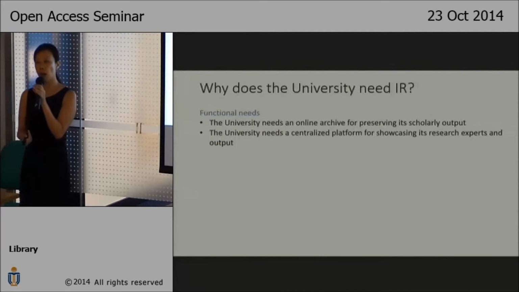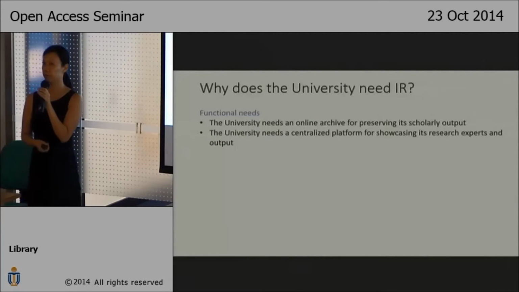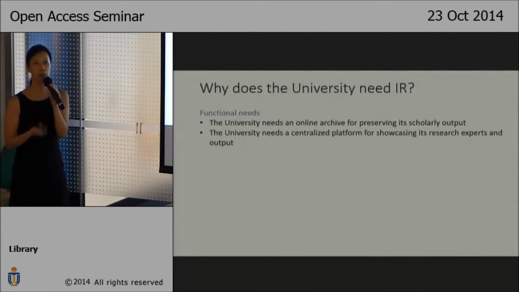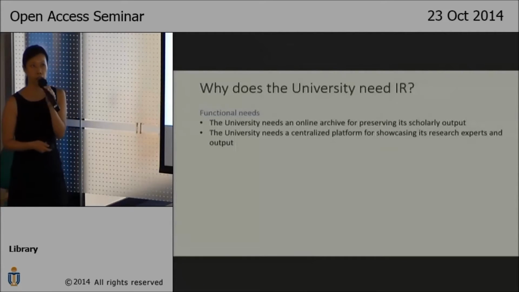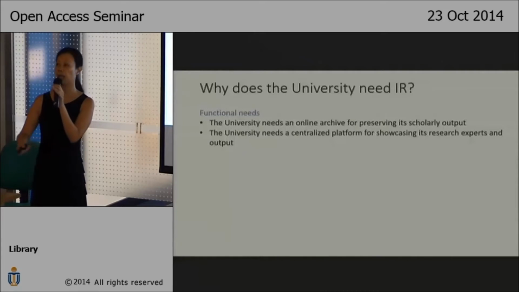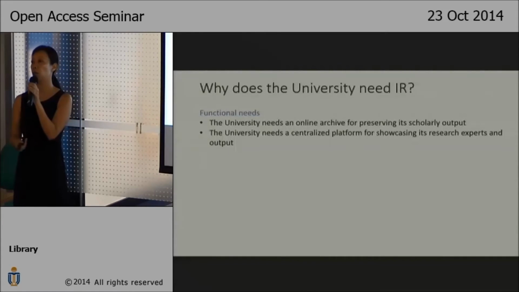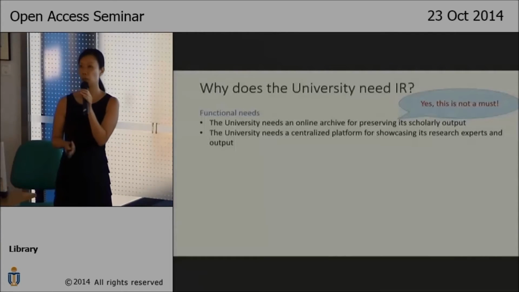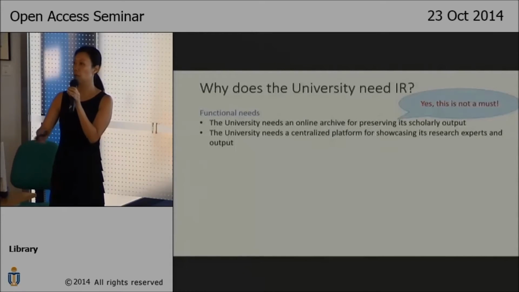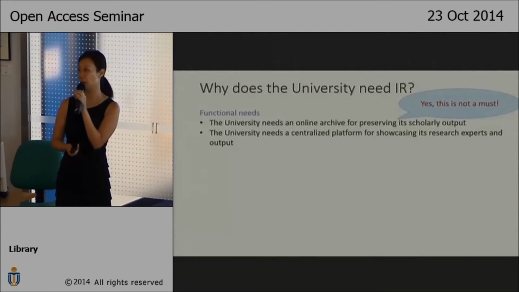So why does the university need IR? Actually, it has functional needs. The university needs an online archive for its scholarly publications. And the university needs a centralized platform to showcase its research experts and outputs. But I know this is not a must. Some universities do not have an IR. But as Leo mentioned, or Mr. Pindar Wong mentioned, the worldwide OA development is so fast, and something now becomes a must.